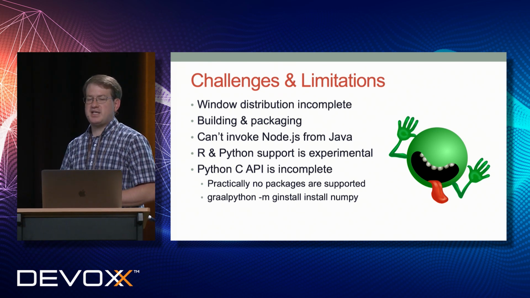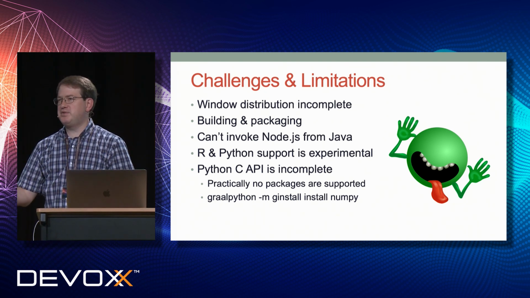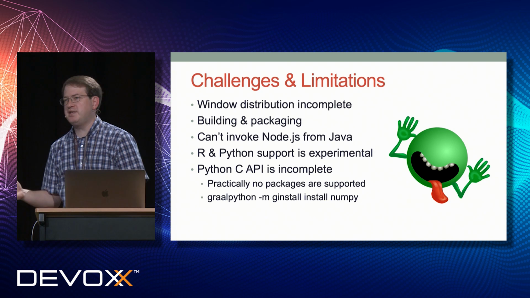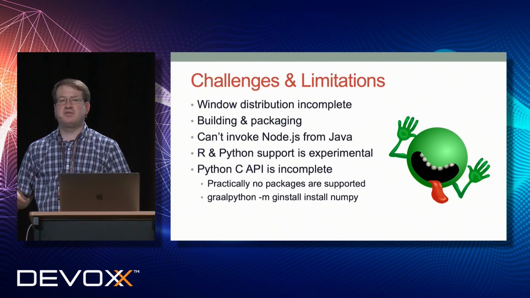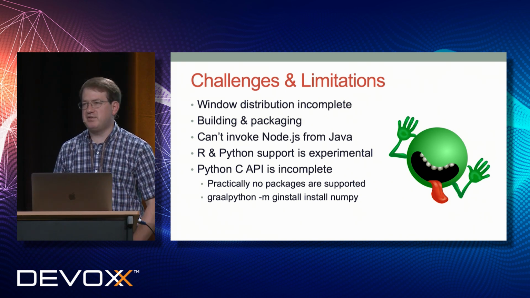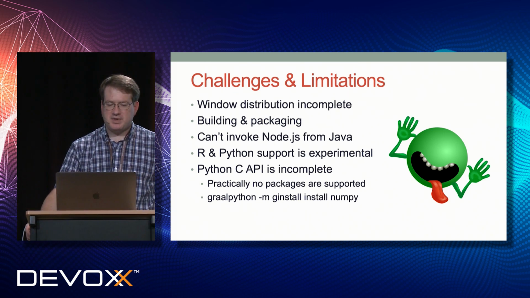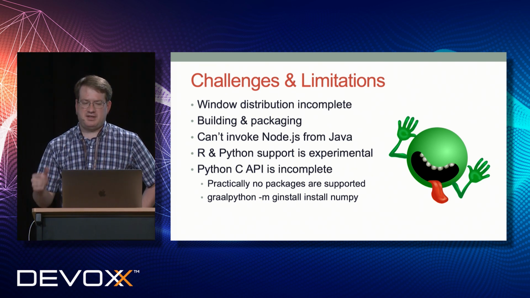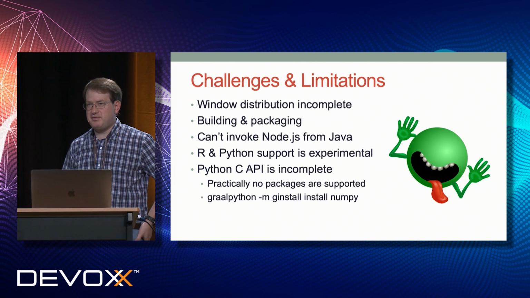You can't invoke Node.js from Java, right? If I have some Java code that I want to call off into some JavaScript code, and I want that JavaScript code to use an NPM module, well, you're sort of out of luck. You can try loading the JavaScript files directly, but you can't really take advantage of that Node.js require at the top that pulls in all of the dependencies and transitive dependencies. So if you want to use Node.js libraries, you kind of have to start with Node.js, then invoke the Java code. R and Python support is experimental, which explains some of the bugs that I ran into with R. The Python C API is incomplete, so at this point in time, practically no packages are supported. You can install NumPy, and that's about it for right now.